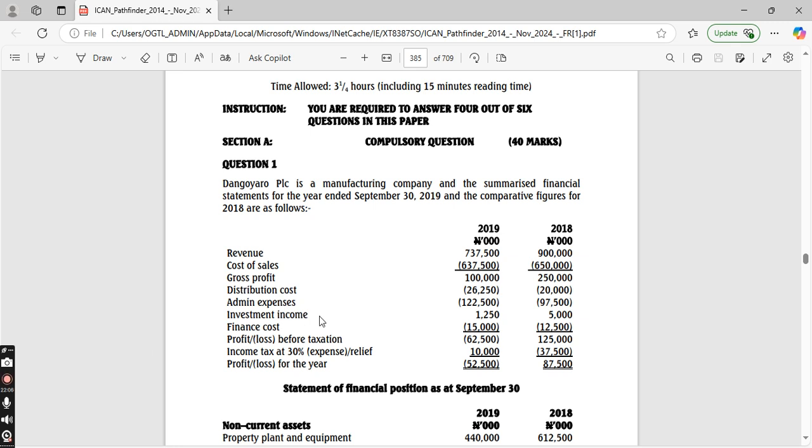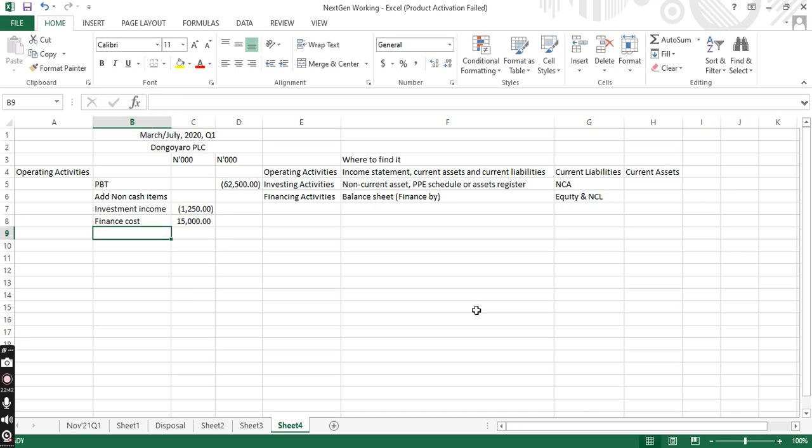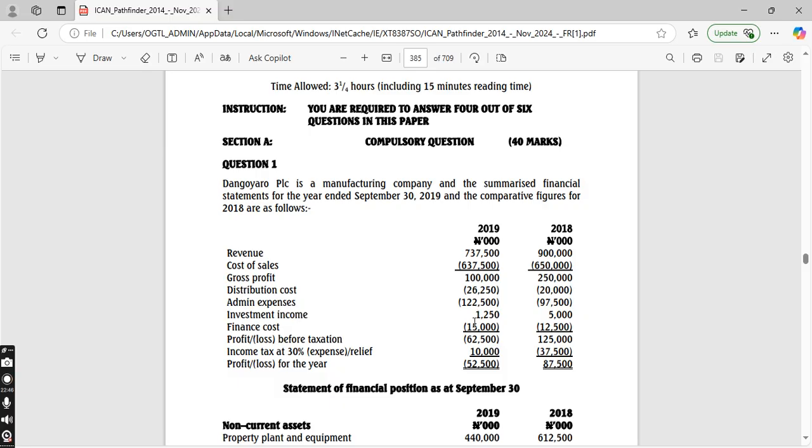We have finance costs. Your finance costs, whether you like it or not, are, like I mentioned, a financing activity, right? Did I mention that earlier? Yes, you did. Okay. So our finance cost also should be removed. How much is our finance cost? 15,000, right? Yes, sir. Okay. What else do we have?